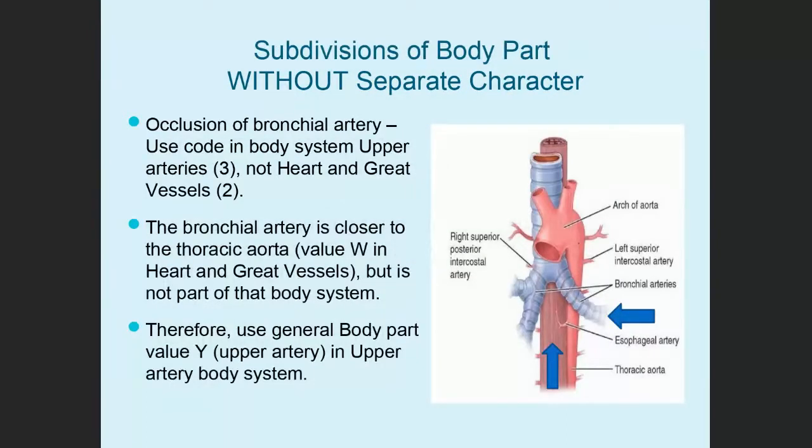So, occlusion of bronchial artery. Here's the bronchial artery. This is in the upper arteries section, but it's closest to the thoracic aorta, but that's in the heart and great vessels. So you're not going to code to heart and great vessels, even though it's closer to that. You're going to use a body part value in the upper artery body system.